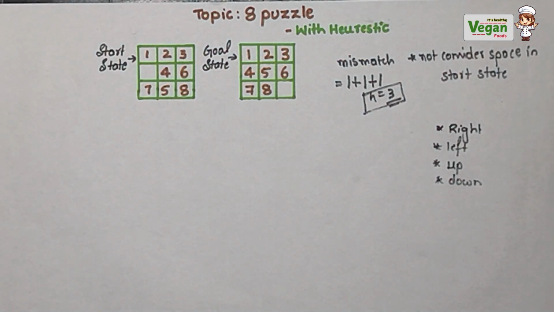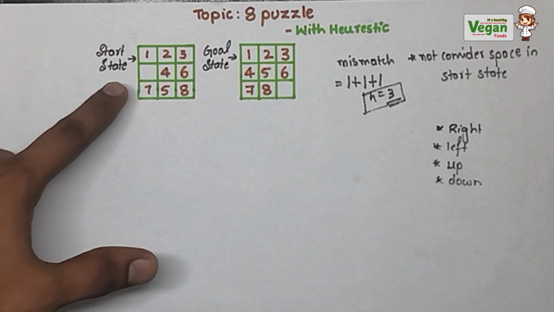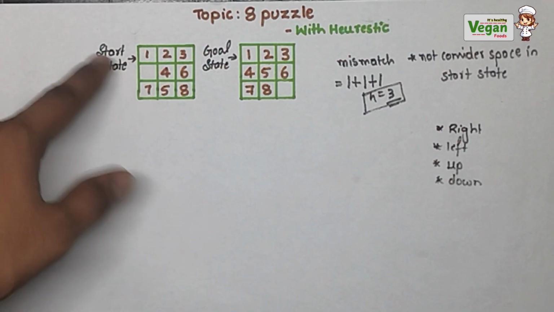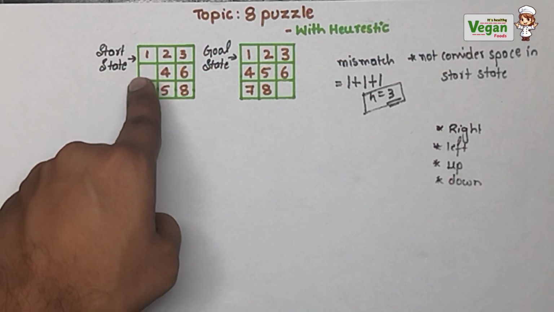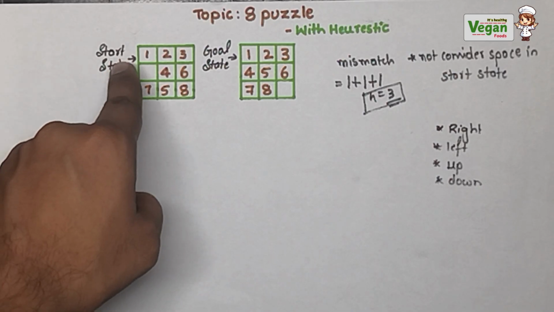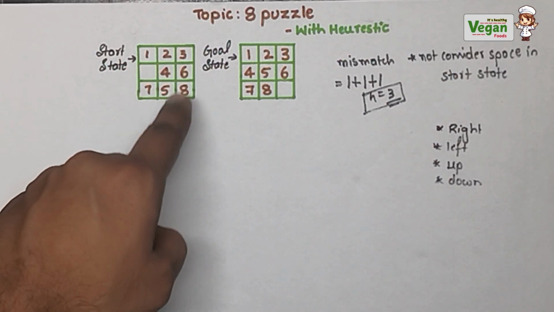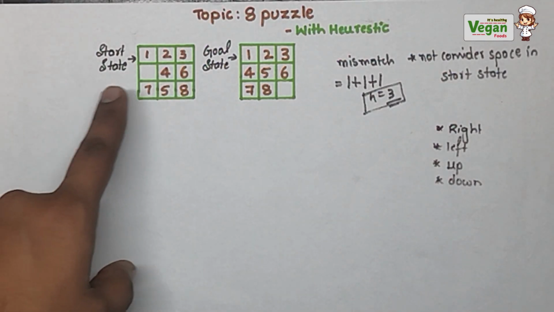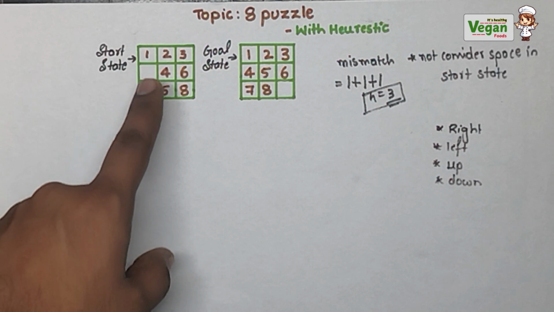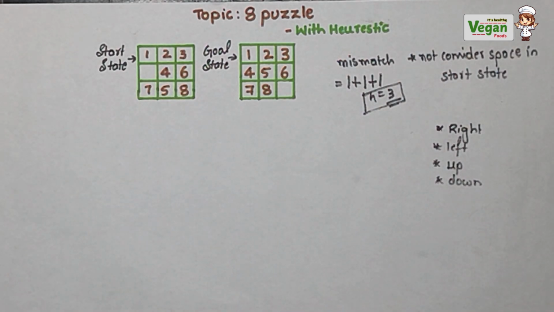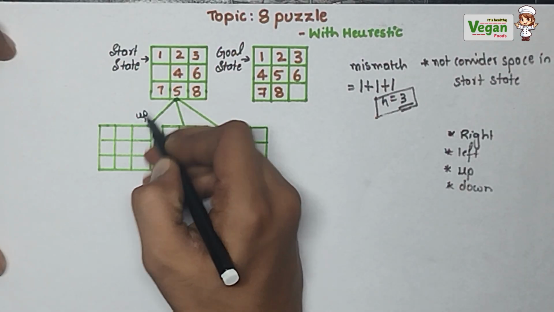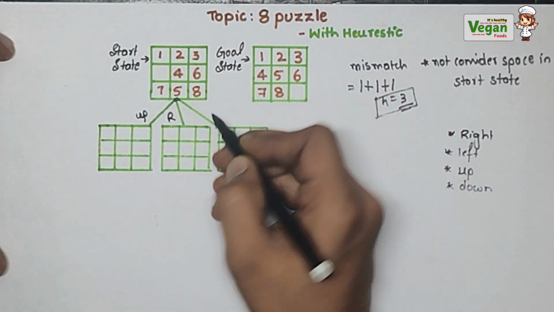If you see the problem here, in the start state, the free space can move upside by replacing 1 here. Next it can move right side. It can move downside. Here, since we have 8 in the space, it could not move further. But here it can move up, right and downside. So let's write the possibilities: moving upside, moving right side, moving downside.